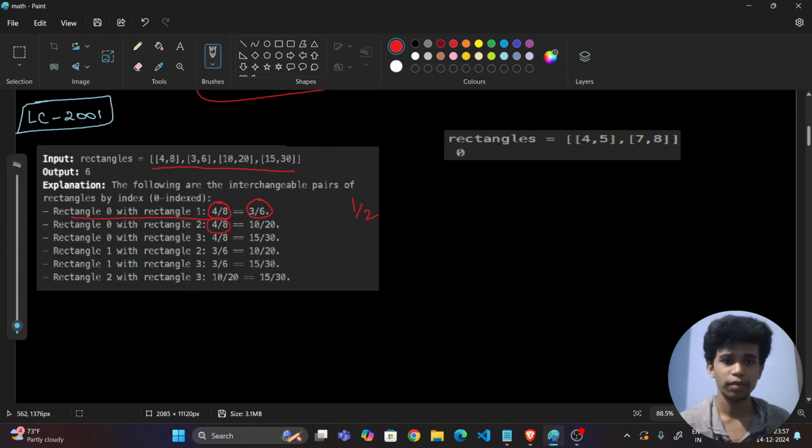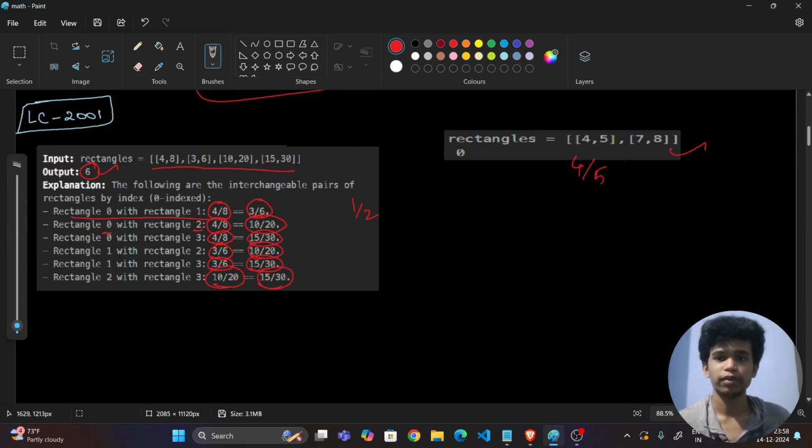Now 4 by 8 and 10 by 20, rectangle 0 and rectangle 2. It also leads to 1 by 2. Now 4 by 8 and 15 by 30, it is also a 1 by 2 ratio. Now 3 by 6 and 10 by 20, also 1 by 2. Now 3 by 6 and 15 by 30, also 1 by 2. And 10 by 20 and 15 by 30 is also a 1 by 2 ratio. Can you understand this? So there are totally how many interchangeable pairs? Totally 6.